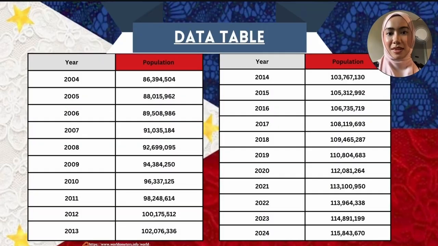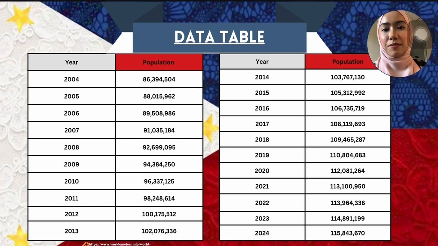population data. Moving on to the core of our assignment, this is the data table representing the population growth over a 20-year period, spanning from 2004 to 2024. This dataset serves as the primary foundation for our mathematical modeling and subsequent calculations. If we look at the initial data point in 2004, the population stood at approximately 86.4 million. By the end of the first decade in 2013, it had surpassed the 100 million mark. Fast forward to the present year, 2024, the population has reached an estimated 115.8 million.